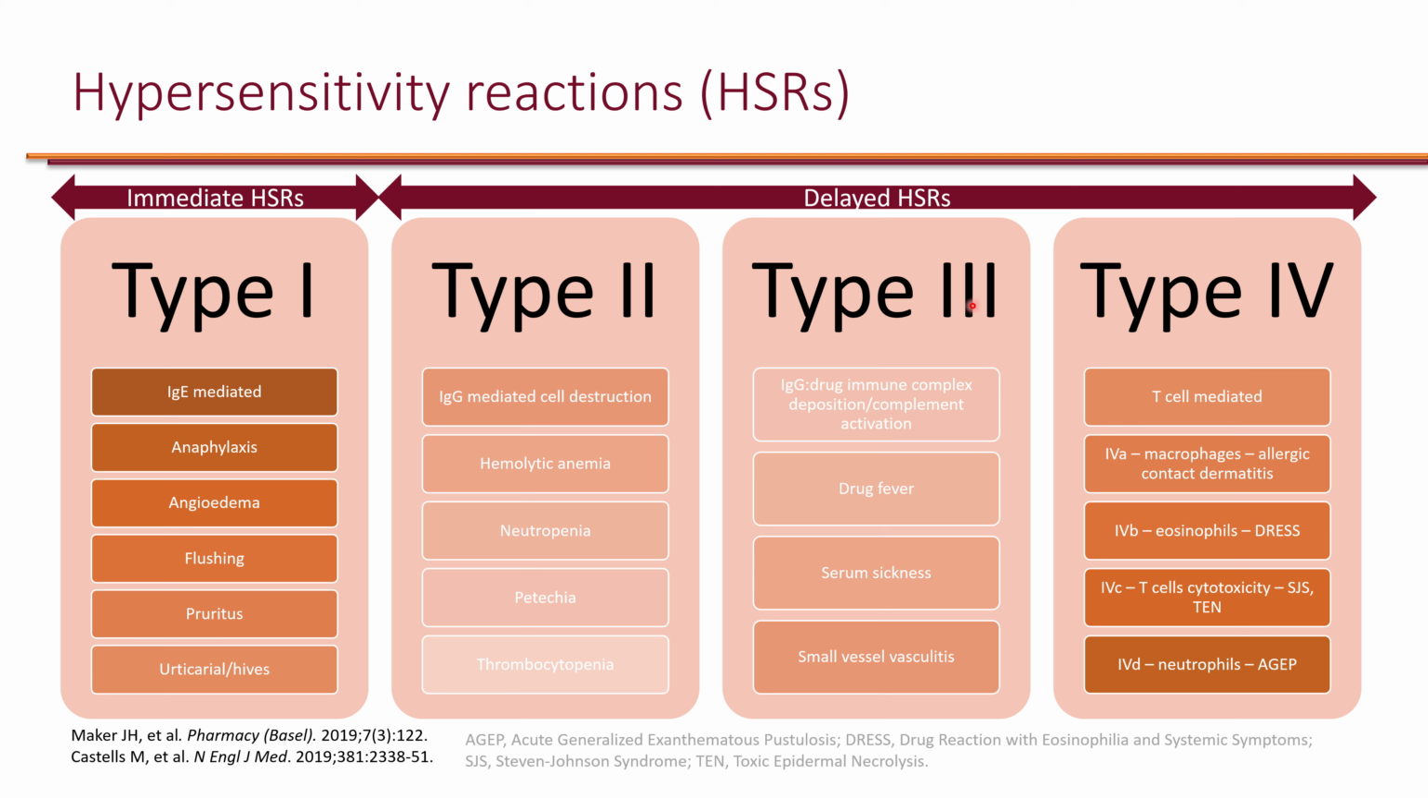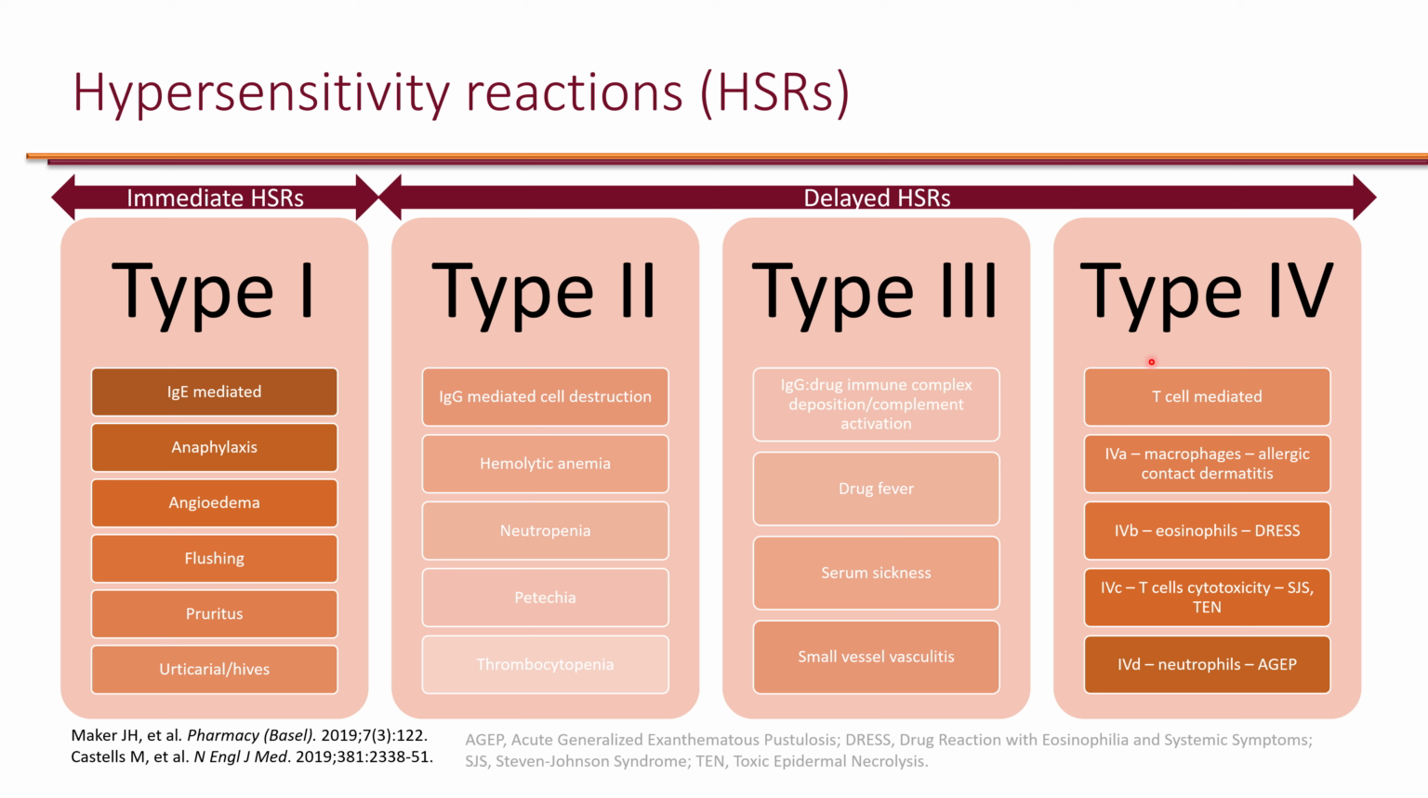Now, type 2 through type 4, these are the delayed hypersensitivity reactions. So by delayed, they're not going to occur within an hour. It will take some time, sometimes even days or weeks. And type 2 is the IgG-mediated cell destruction. And things like hemolytic anemia, neutropenia, petechiae, and thrombocytopenia can manifest as a result of this. Type 3 is IgG-mediated immune complex deposition and complement activation. And things like drug fever, serum sickness, and small vessel vasculitis can manifest as a result of this.